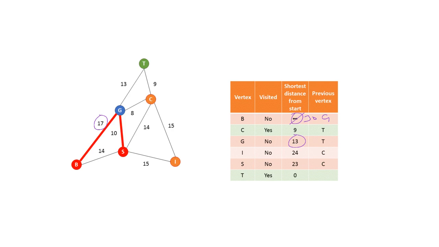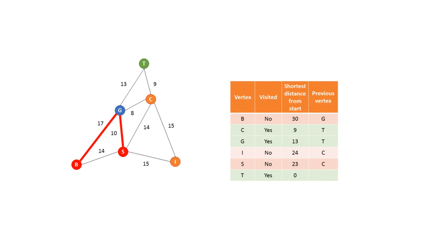We can now consider S. So G to S is 10, plus G's shortest distance already is 13, so 13 plus 10 is 23. Well, 23 is the same as the shortest distance we're already storing for S, so there's no need to update it. Now notice we're updating the previous vertex as we're going along here if we're updating the shortest distance. It's important not to forget that step.